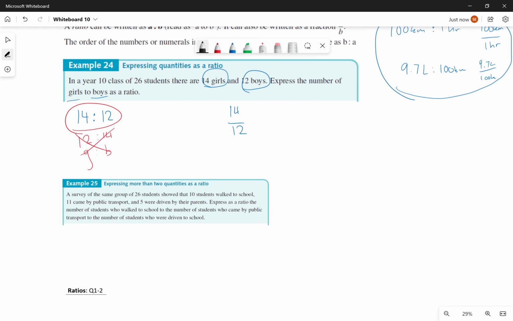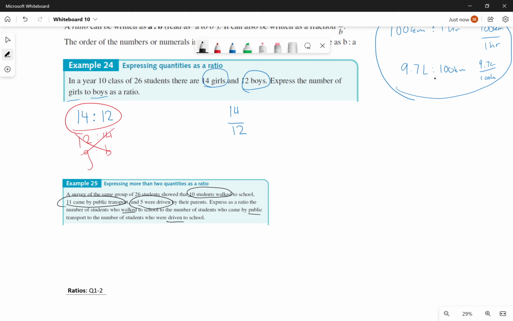We have a survey of the same group of 26 students that showed that 10 students walked to school. So 10 students walked, 11 came by public transport, and 5 were driven. Express as a ratio. So we can express that same way we just did above, but with 3 numbers instead. So we're going to express the ratio of the number of students who walked to public transport and then to driven.